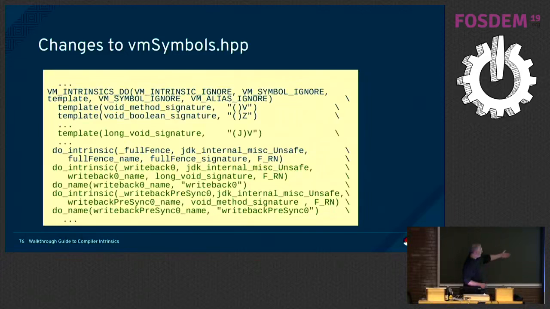And do intrinsic says, well, we've got an intrinsic called underscore writeback0. It's on the class defined by this symbol, which is another name, the unsafe class. Its name is writeback name. It has a long void signature, and it's just a normal instance method called by the normal protocol. And the same with the pre-sync and the post-sync method, we define them. So that's made them known to the compiler. It can see a call and say, yeah, I know this is an intrinsic.